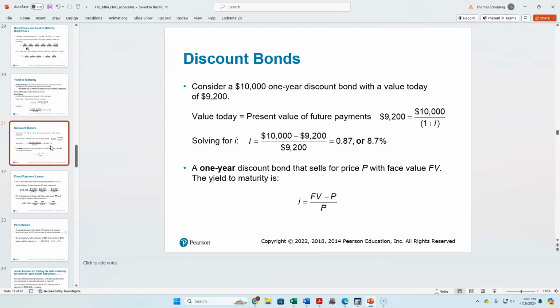Okay, then we have our discount bonds. Again, the discount bonds are where I'm paid this $10,000. This $10,000 1-year discount bond has a value today of $9,200. What would we presume the implied interest rate is behind it? Well, in this case, we're solving for the fact that the value today, $9,200, is equal to the future value, which is $10,000, over 1 plus i.